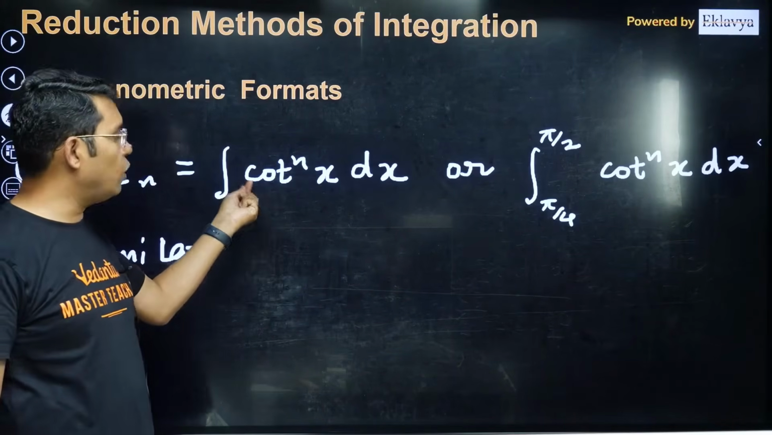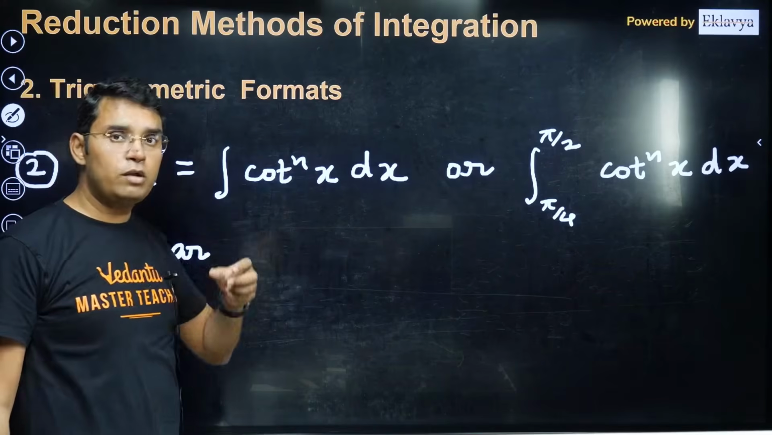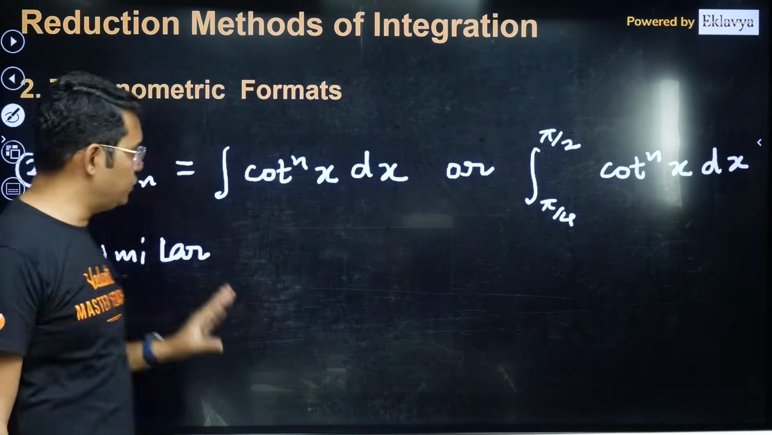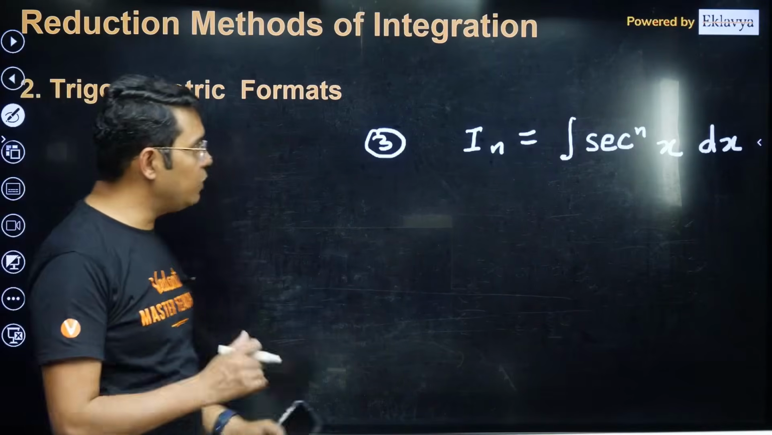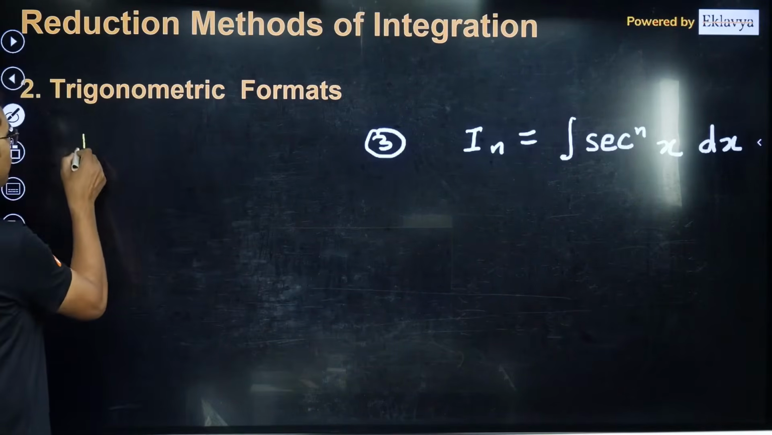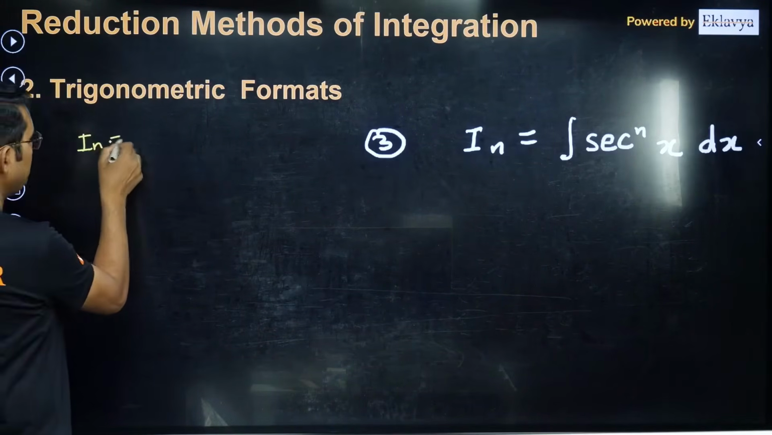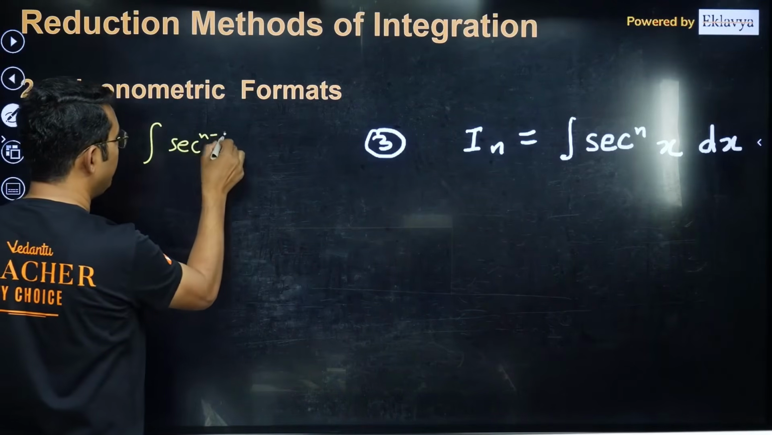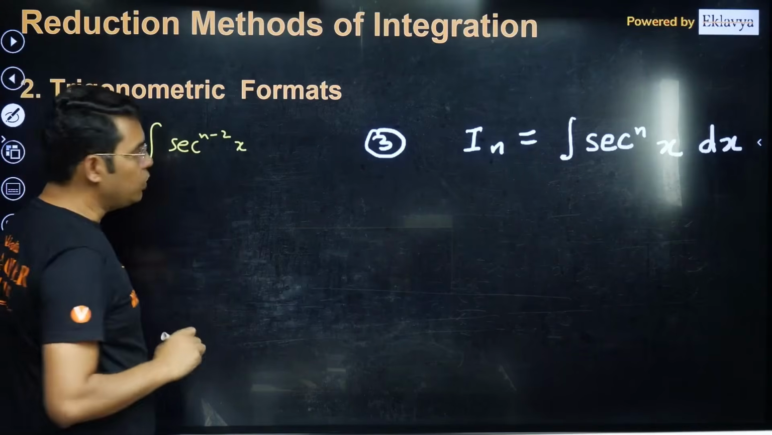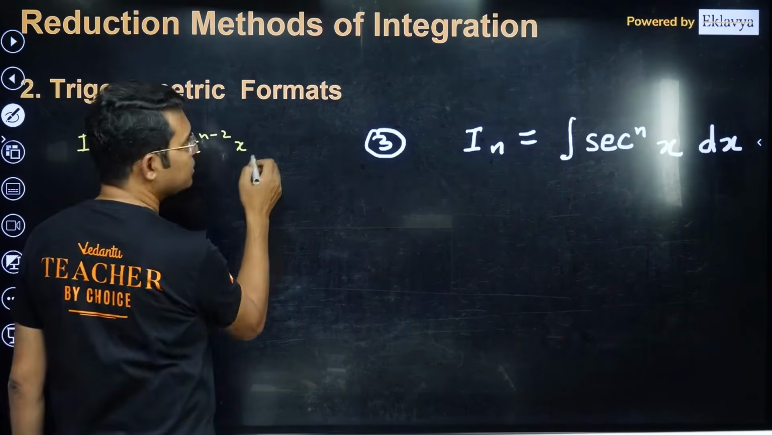You just have to write cot power n minus 2 into cot square, which will be cosecant square minus 1. So it is the same, I am not doing it. Now secant power nx. Now how will this be done? I think this is also done similarly. We will be writing secant power n minus 2x into secant square x.